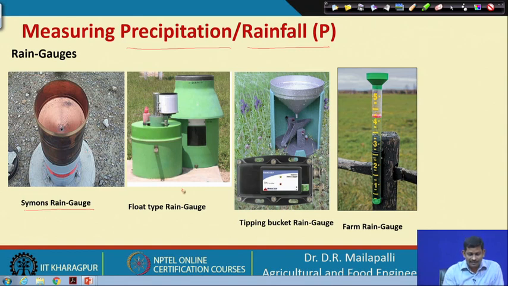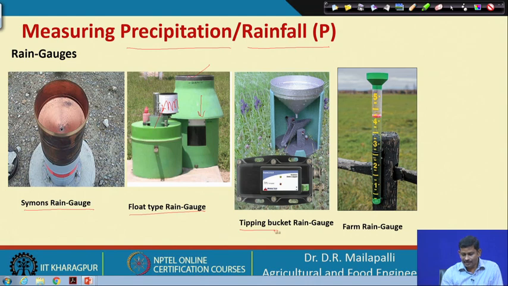And then this is the float type of rain gauge. Similar to the previous one, there is a funnel and then a cylinder which has a float, and the float is connected to a pen which is mounted on a drum. The drum has a graph sheet and rotates according to the clock. Based on the water input to the system, the pen responds, and accordingly you get this kind of signal. So, this is a recording type.